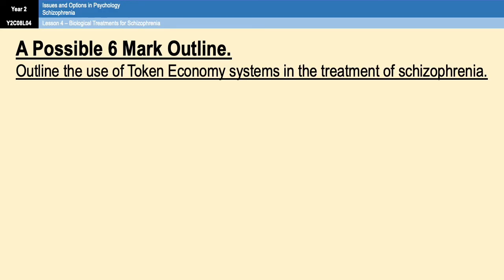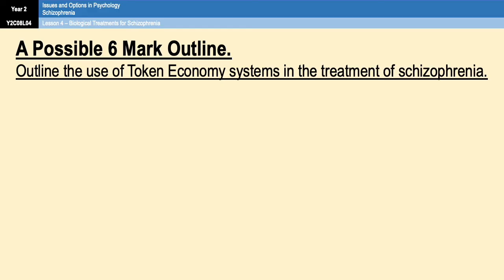Okay, so just before we finish off then, I have a possible 6-mark outline for you. Obviously this topic could come up in paper 3, and paper 3 is full of essays, so it's possible that you might get an essay on this. If you do get an essay on it, then you're going to need to write a 6-mark outline, so let's have a little look at what that could look like.